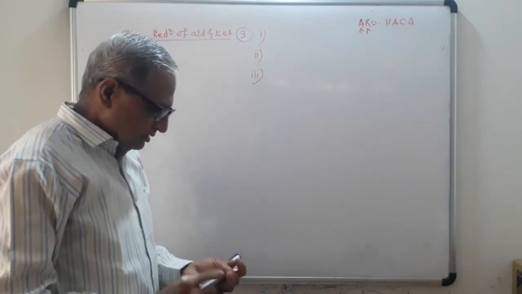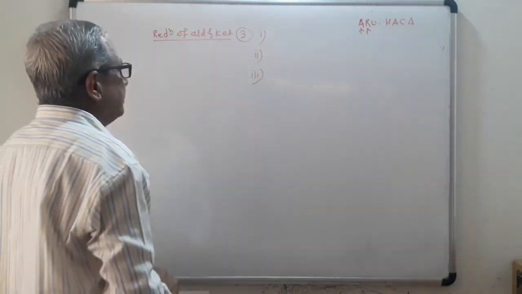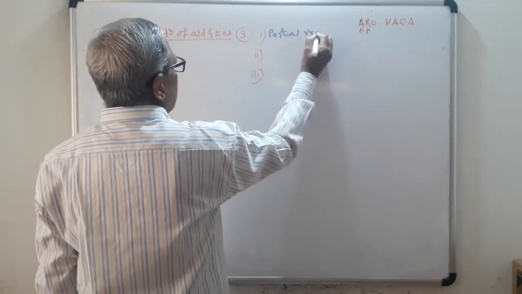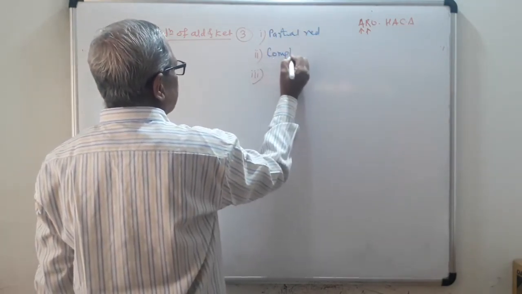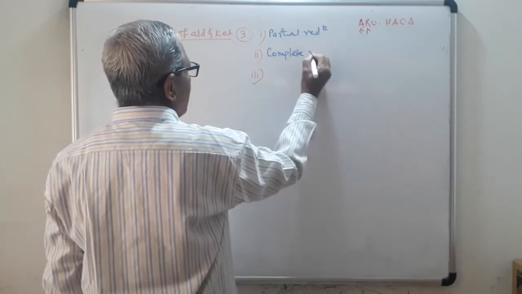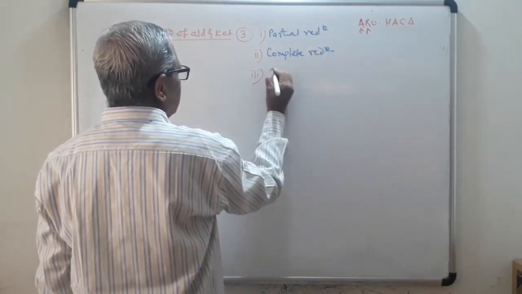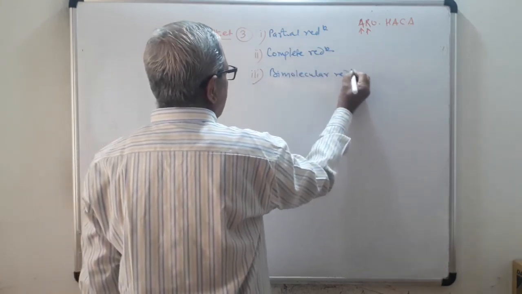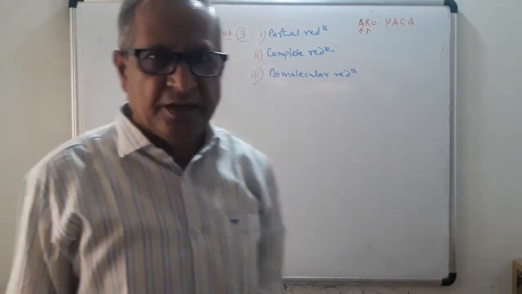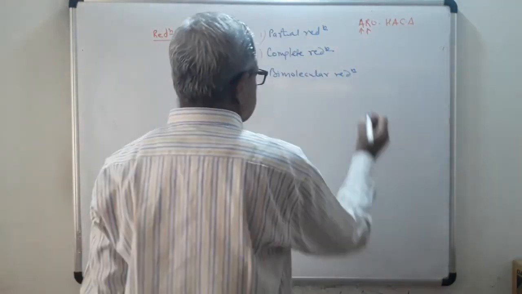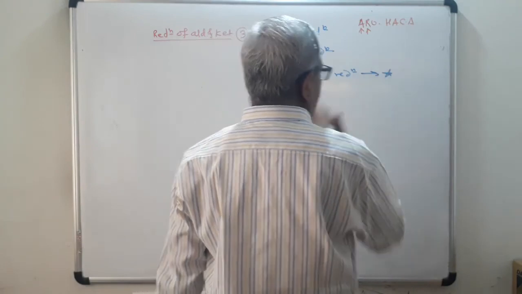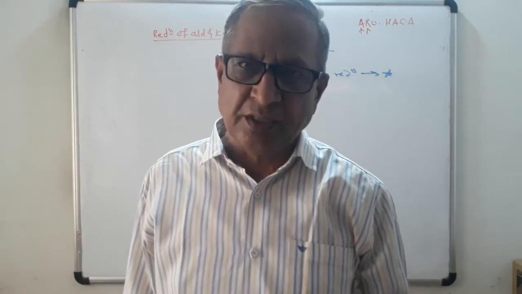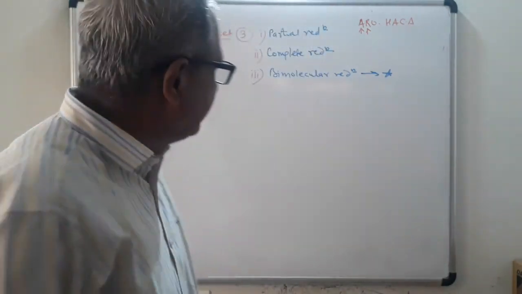I will give the summary of those 3 types of reaction. First is partial reduction. Second is complete reduction. And the last one is bimolecular reduction. So these 3 reactions you have to learn in detail. In this case, generally the question will be set on the point of pinacol-pinacolone rearrangement, which you learned in the 11th standard in detail. So I will repeat that one.